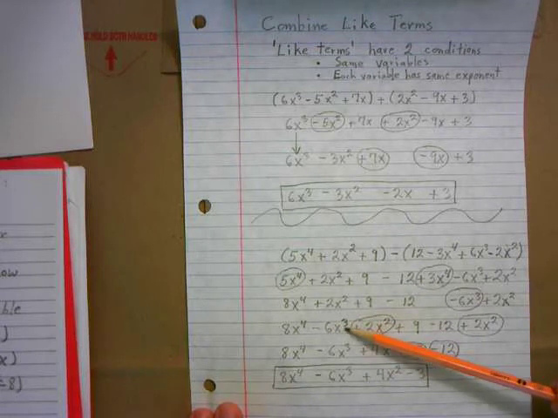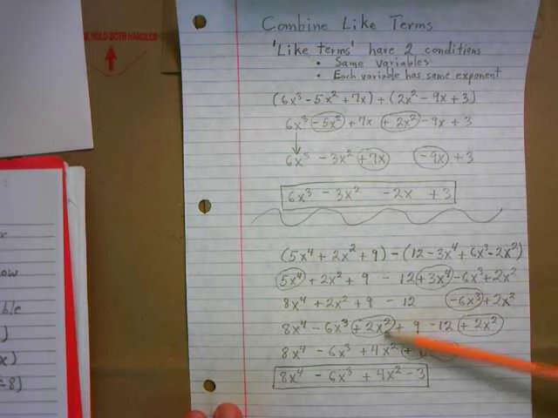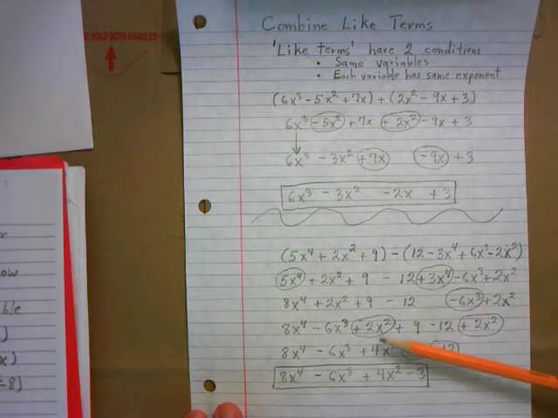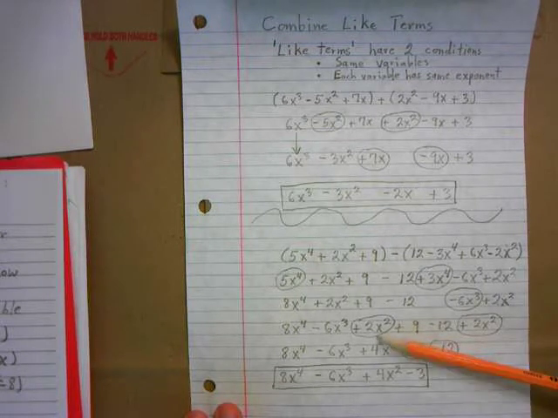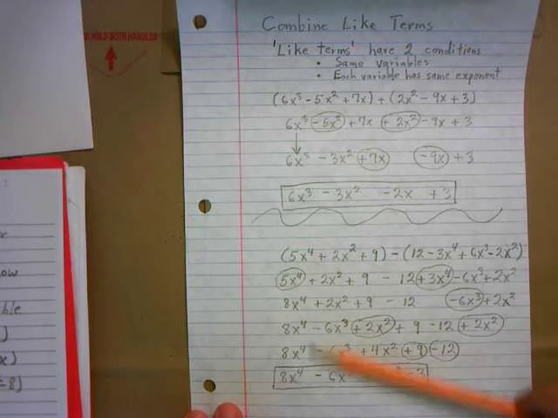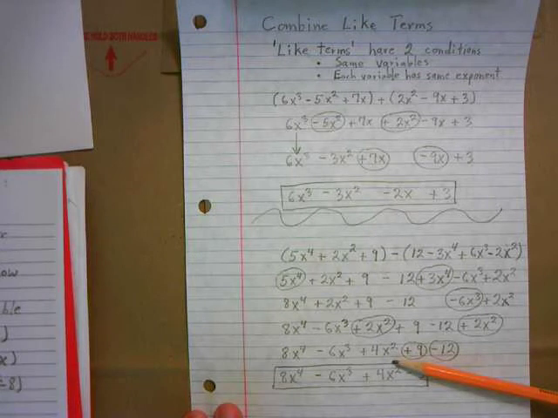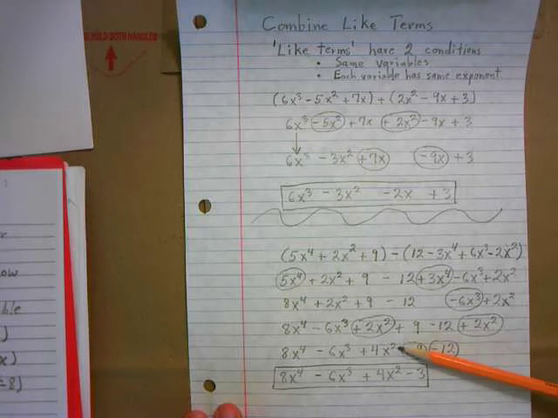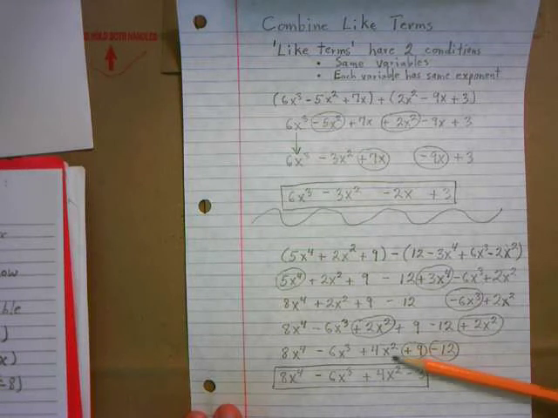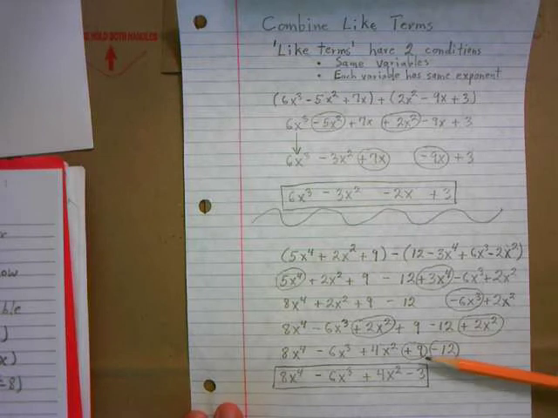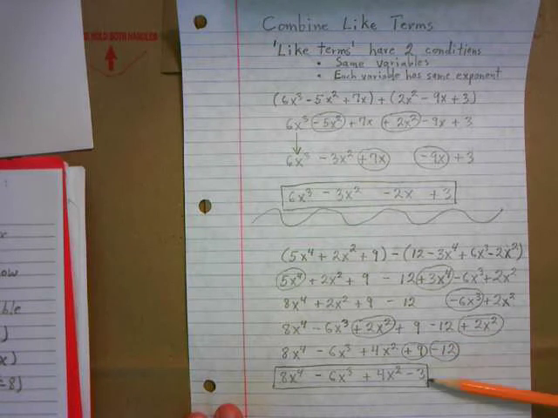Now we'll do x to the 2nd. Let's see if there are any. Here's one. No. Here's another one. So we can combine 2x to the second and another 2x to the second, and we get 4x to the second. And then finally, we would look for x to the 1, but there aren't any. And then we'd move down to x to the 0, which would be just our numbers with no x variables attached. And we'd have 9 minus 12, which would give us minus 3. And this would be our final answer.